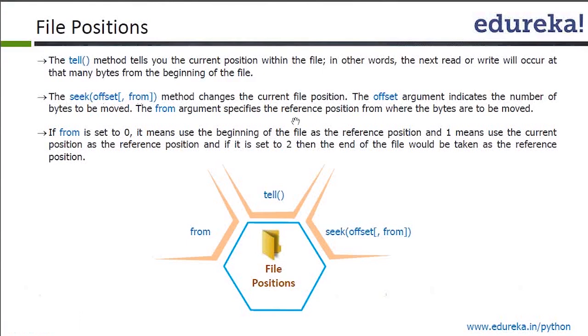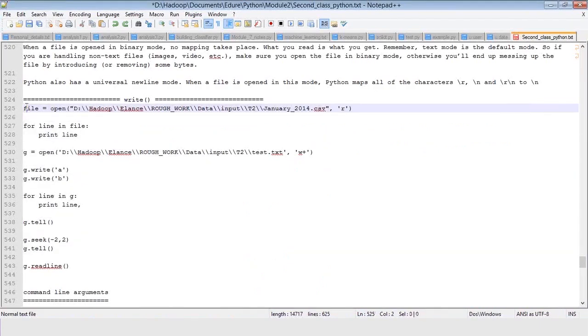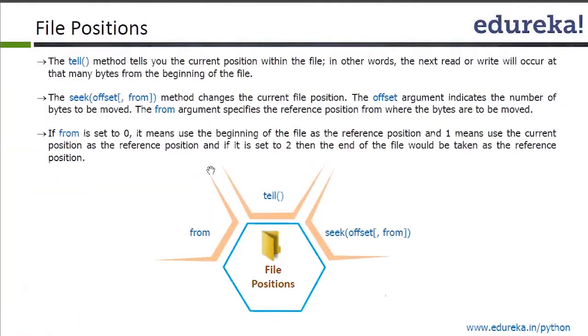The seek offset from method changes the current file position. Basically, if you have, let's say, so many lines of data and your cursor is reading at this point in time, if you have opened your first line, with seek you can move on to the offset from where you want to read the line. If from is set to 0, it means use the beginning of the file as reference position. 1 means use the current position of the file as the reference. And if it is set to 2, then the end of file will be taken as the reference position.